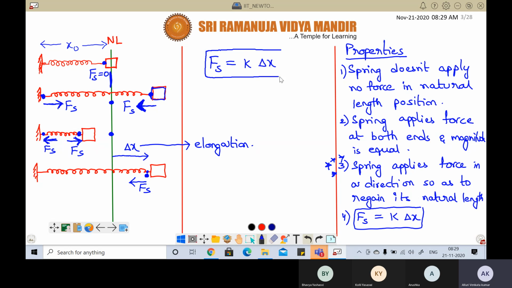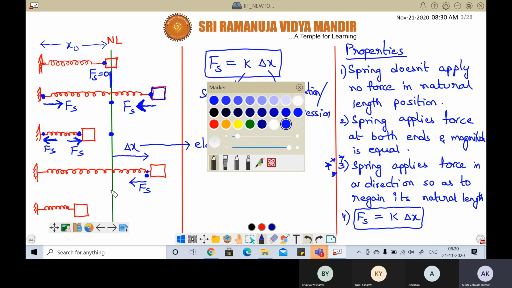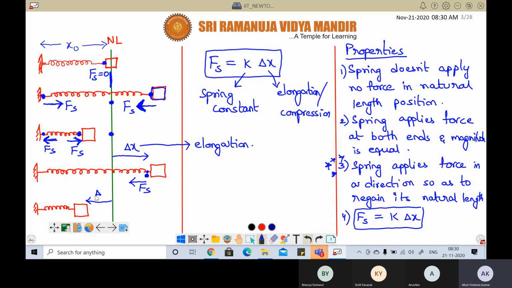Very, very important formula, where K is called the spring constant, and delta x is called the elongation or compression. For example, let us say you compress the spring like this by delta x. You are compressed by how much? Delta x.